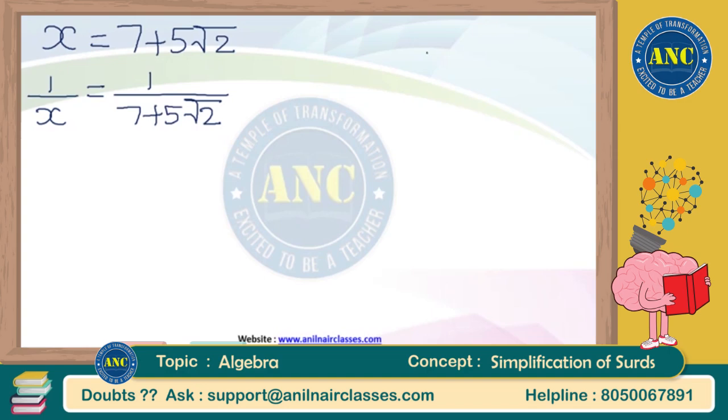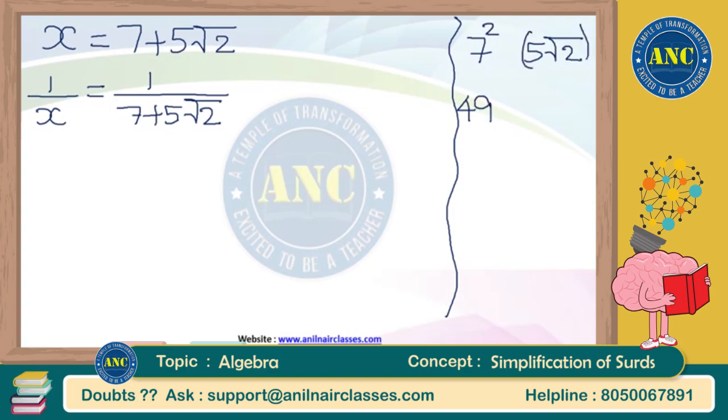Now again the same logic. Is 7 greater or 5 root 2 greater? I have a very big confusion right now. Very simple, sir, find it out. 7 and 5 root 2 is what you are comparing. 7 square is 49. 5 root 2 whole square is nothing but 5 square, 25, times root 2 whole square, which is 2. 25 into 2 is 50. That means I can say that 49 is less than 50. Therefore 7 is less than 5 root 2.